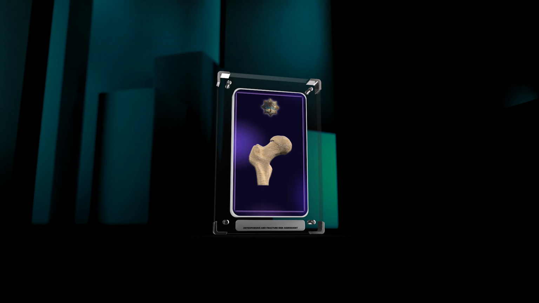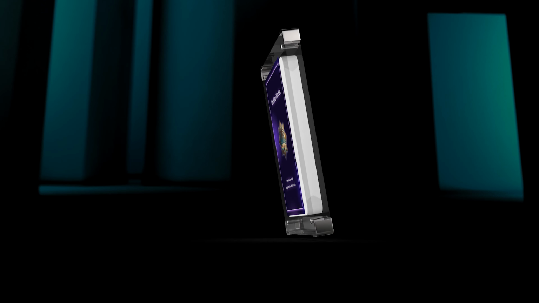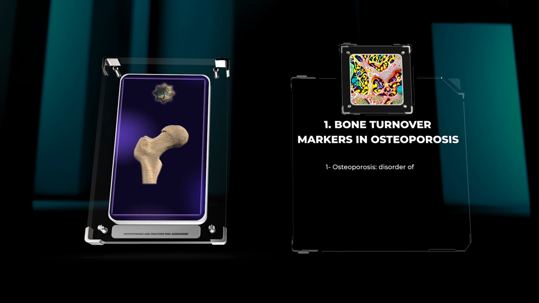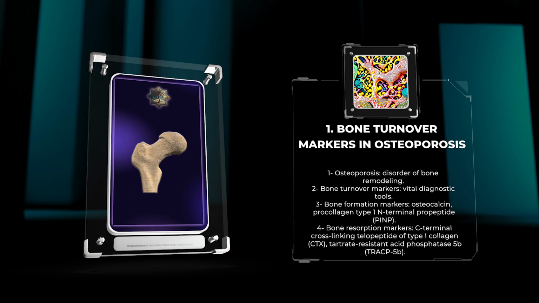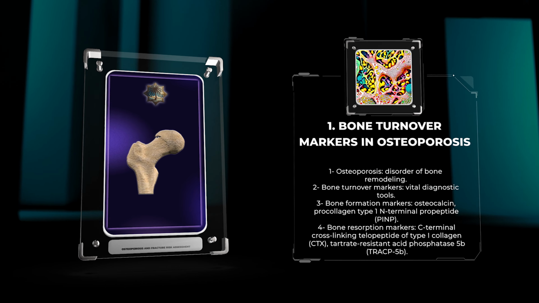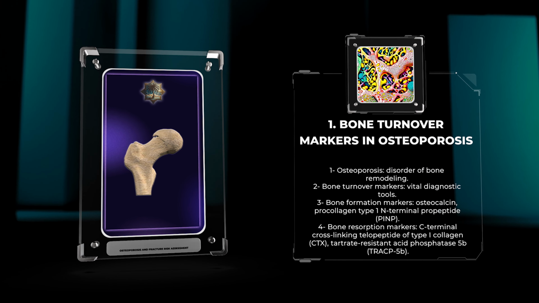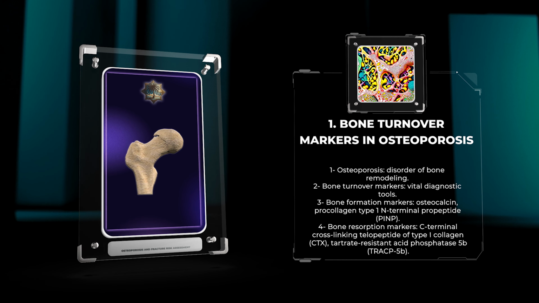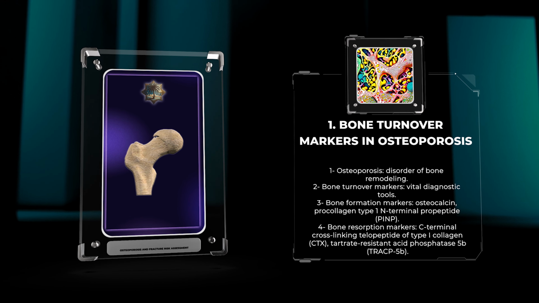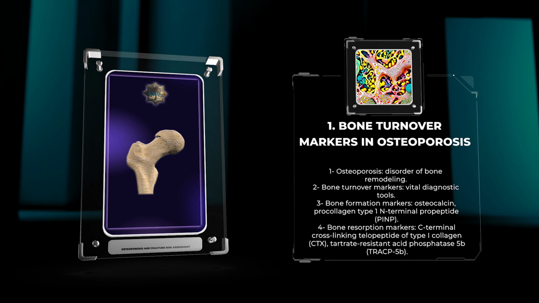Now, let us begin with our first topic. Osteoporosis is primarily a disorder of bone remodeling, a lifelong process involving bone formation and resorption. To assess the dynamic changes in bone metabolism, bone turnover markers serve as vital diagnostic tools. These markers are categorized into two groups: bone formation markers, such as osteocalcin and procollagen type 1 N-terminal propeptide, PINP, and bone resorption markers, such as C-terminal cross-linking telopeptide of type I collagen, CTX, and tartrate-resistant acid phosphatase 5B, TRAP5B.